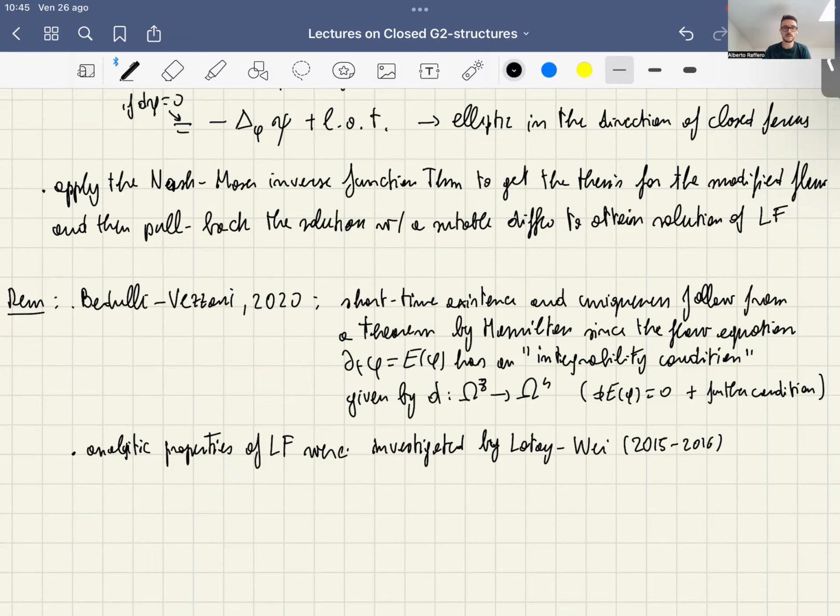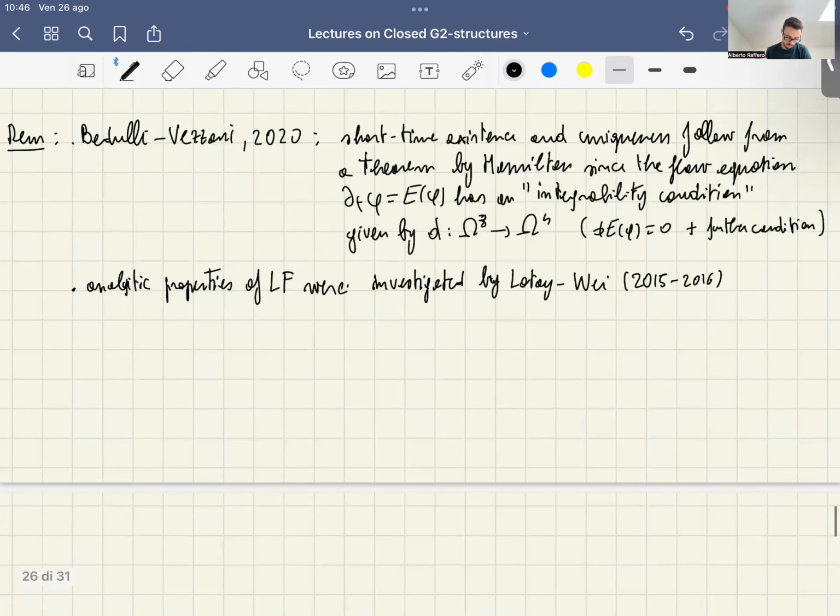along stationary points. So if your initial point is sufficiently close to a torsion-free G2 structure, then, if it exists on the compact manifold, of course, the solution of the flow will exist for all real time and converge to some torsion-free G2 structure in the diffeomorphism orbit of the torsion-free G2 structure you considered at the beginning. So many analytic properties of this flow are known.